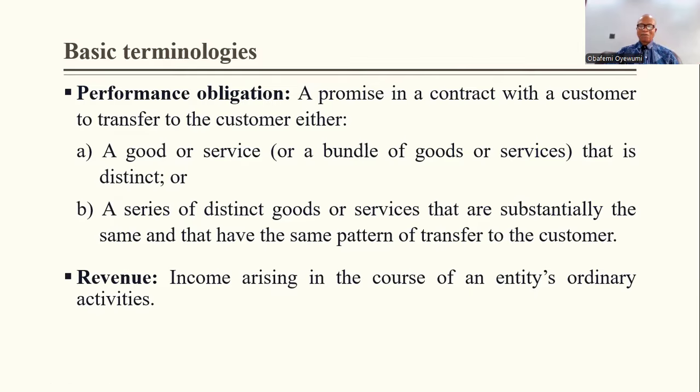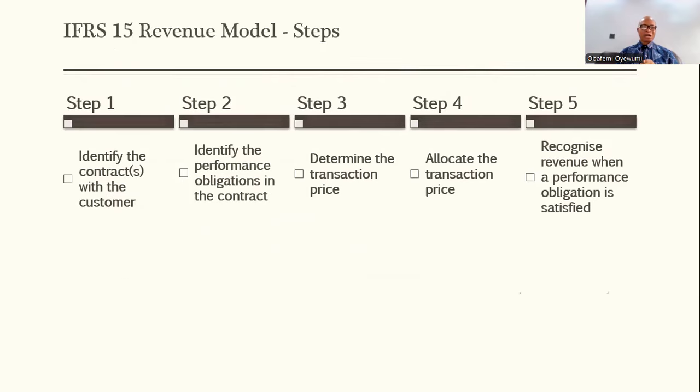Let's look at the model. Let's look at the model that IFRS 15 has put in place or has recommended for us to apply. Number one, we have 5 steps. So when we talk about IFRS 15, it talks about a model of 5 steps of revenue recognition, basically. So what are the steps that must be taken for you to eventually recognize your revenue?